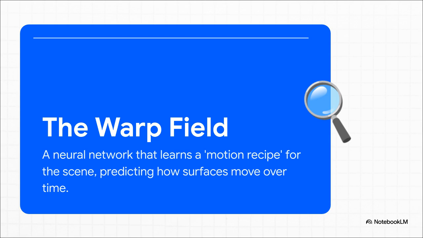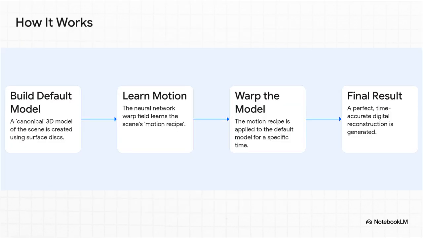It's amazing. So here's how those two ingredients cook together. First, 4D TAM builds a default 3D model of the scene using those flexible surface disks we talked about. Then, the neural network, the warp field, watches the motion and learns that motion recipe. After that, it's actually pretty simple. It can take that default model and just apply the recipe to warp it into the correct shape for any moment in time. And the result is a perfect, moving digital snapshot of the scene.